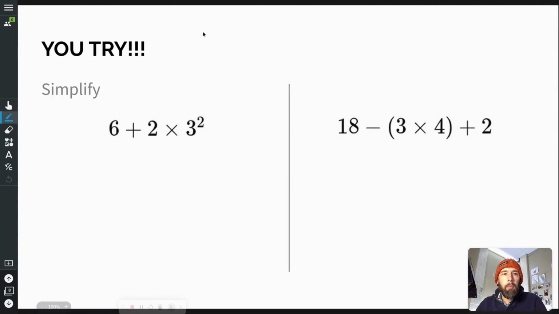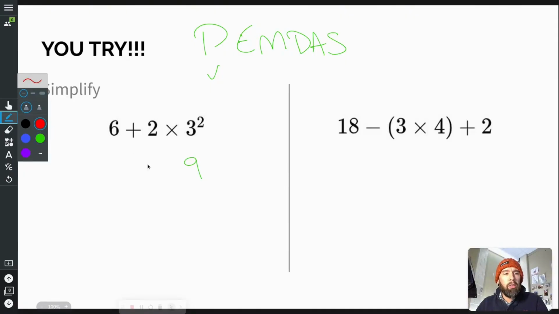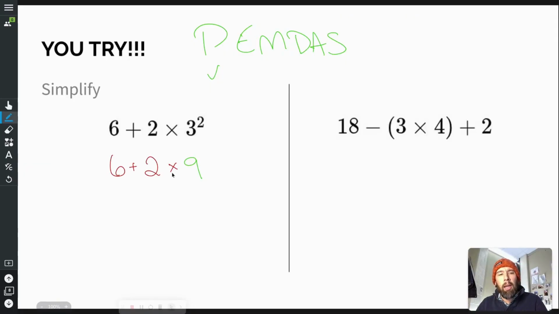All right, PEMDAS. 6 plus 2 times 3 to the second power. Any parentheses? No. Oh, there's an exponent right there, though. 3 to the second power is 3 times 3, which is 9. So drop that down. We didn't touch 6. We didn't touch plus. We didn't touch 2. We didn't touch times. Okay, so exponents done.